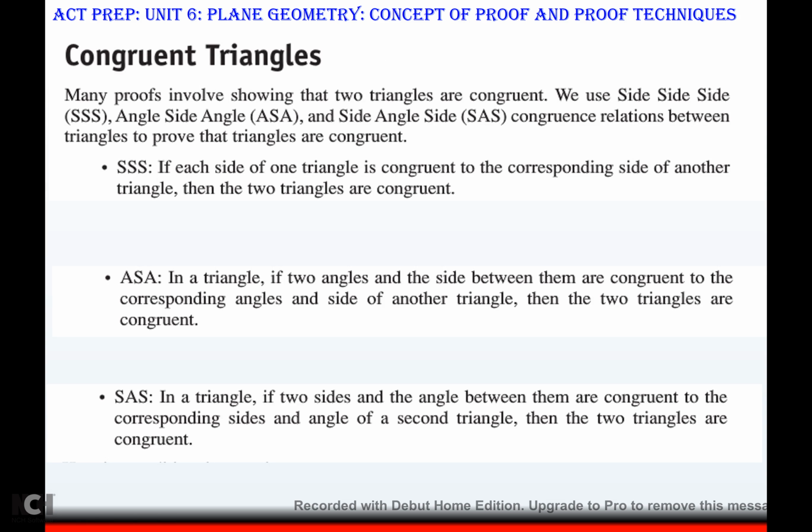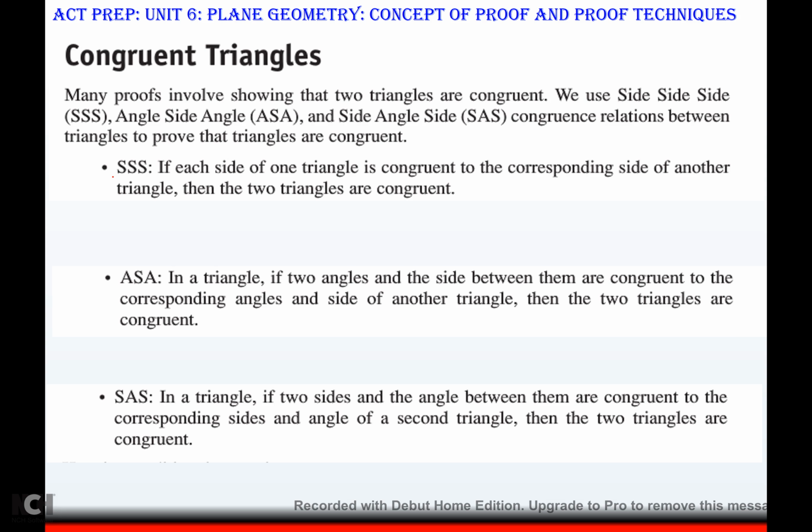Some theorems that we're going to use prove that triangles are congruent. So we use the side-side-side, angle-side-angle, and side-angle-side congruence relations between triangles to prove that triangles are congruent. So we have three laws that allow us to confirm or deny that two triangles are congruent.